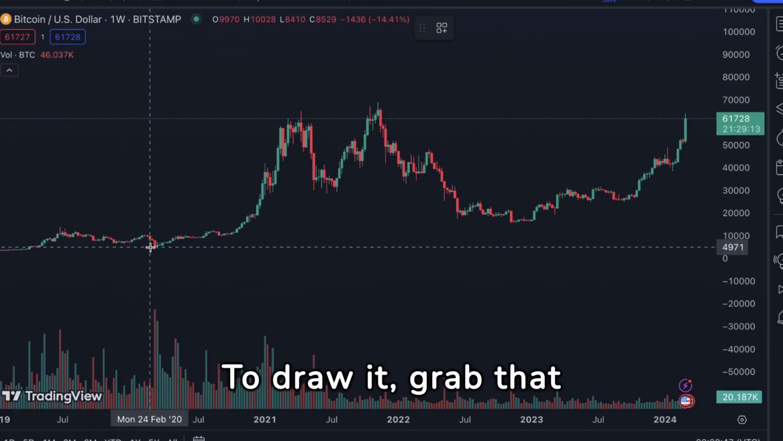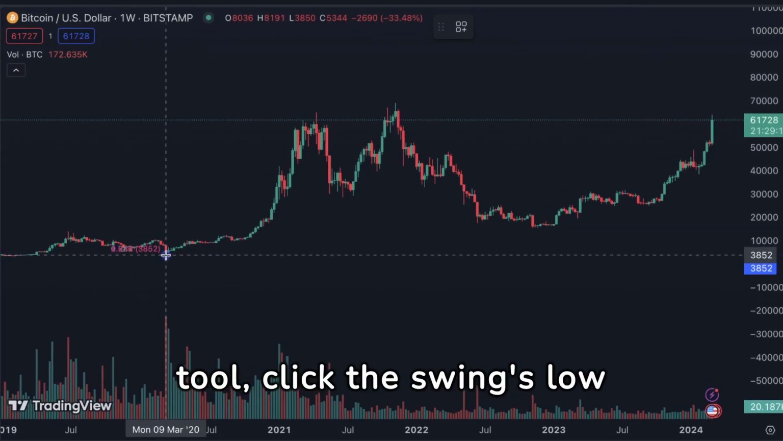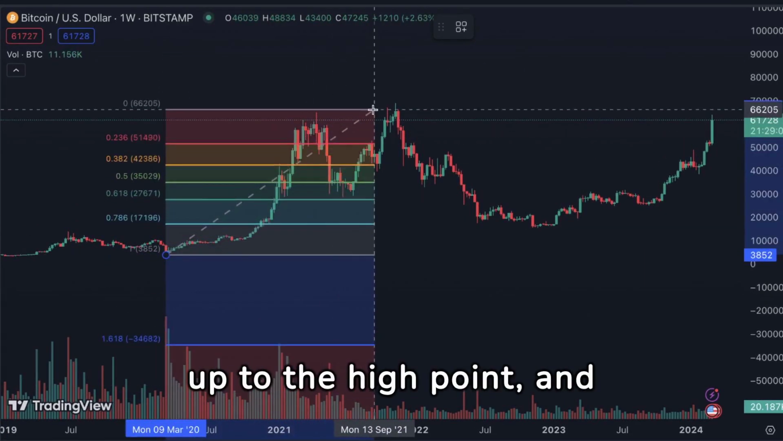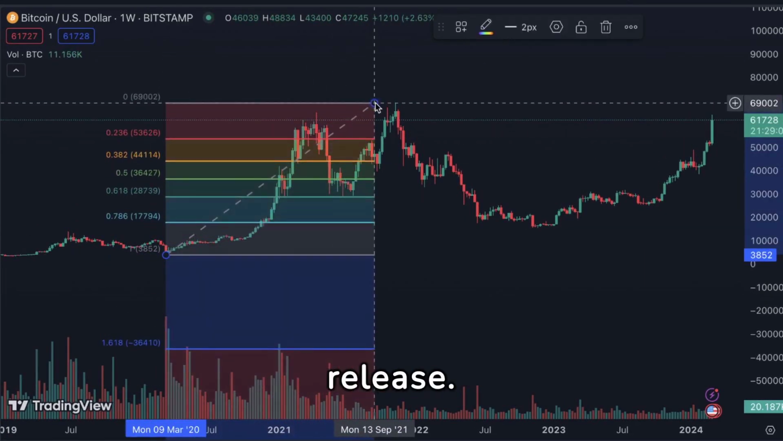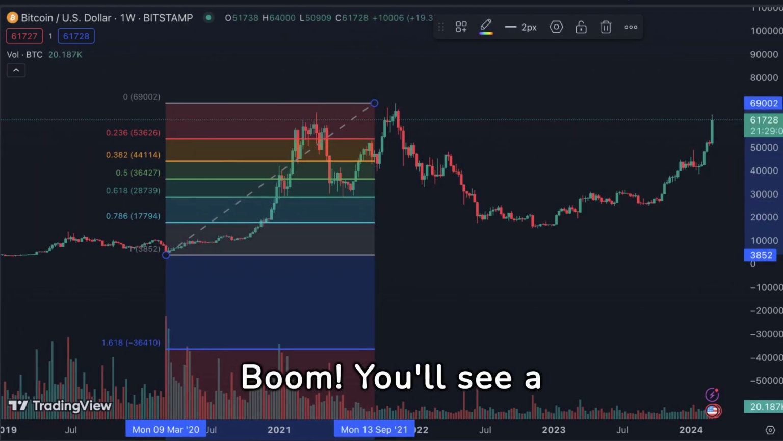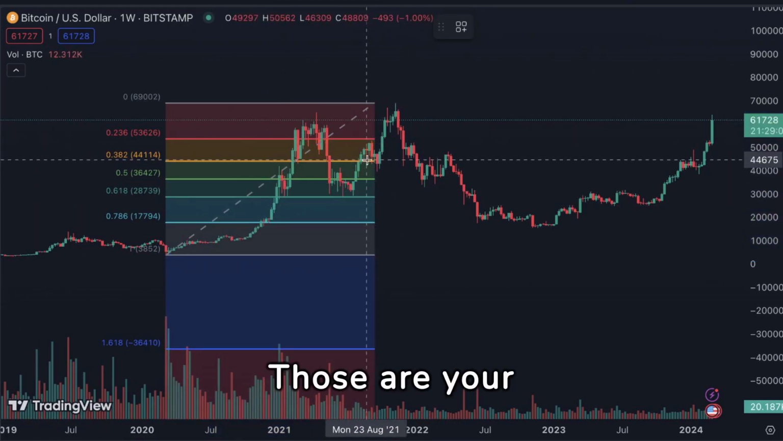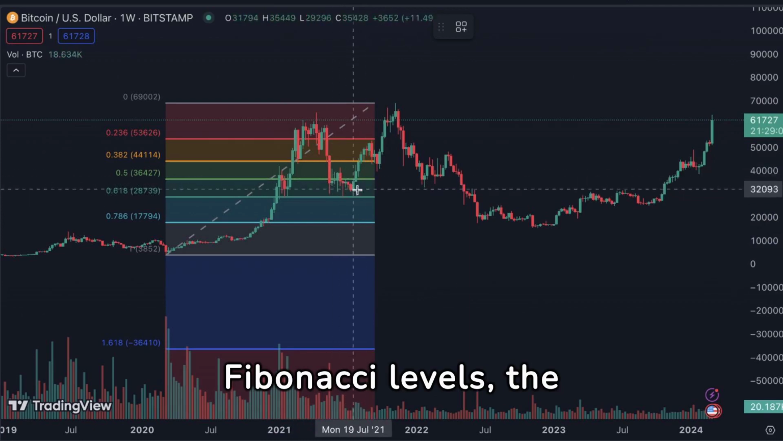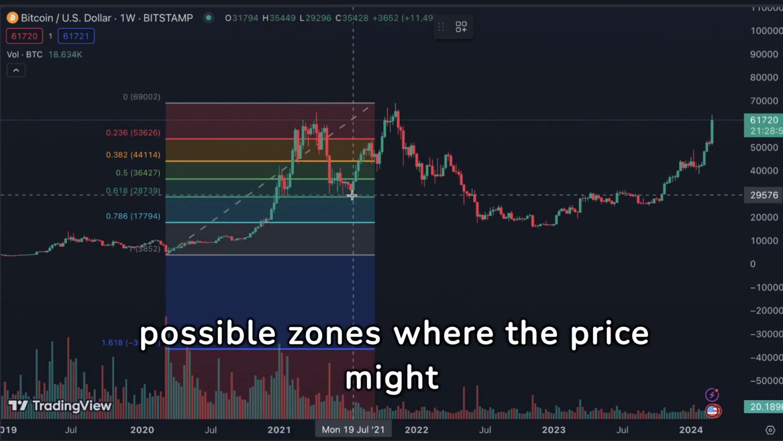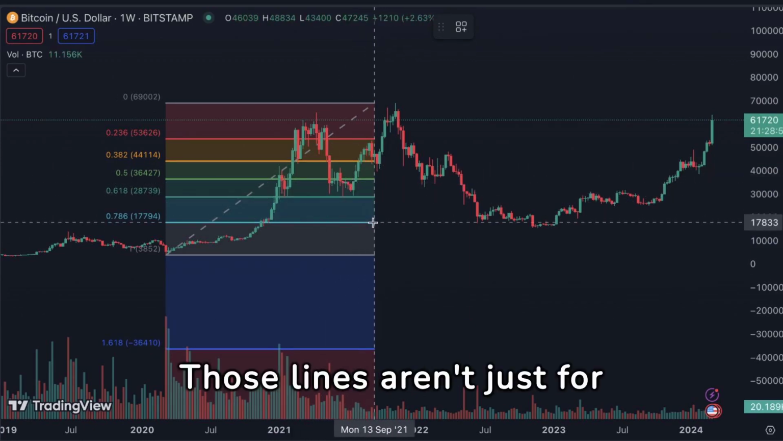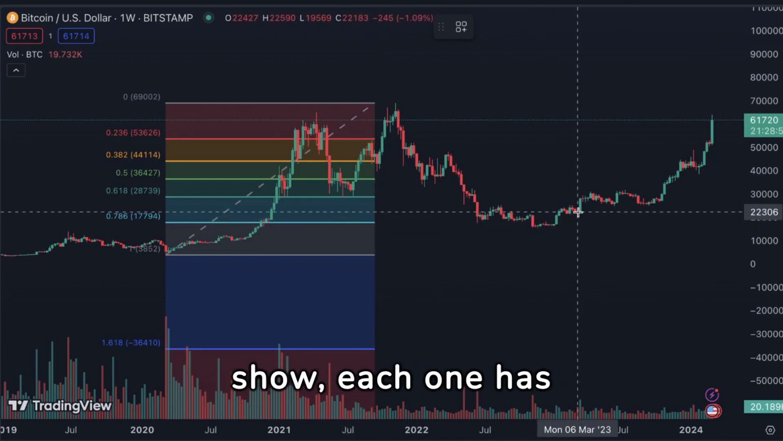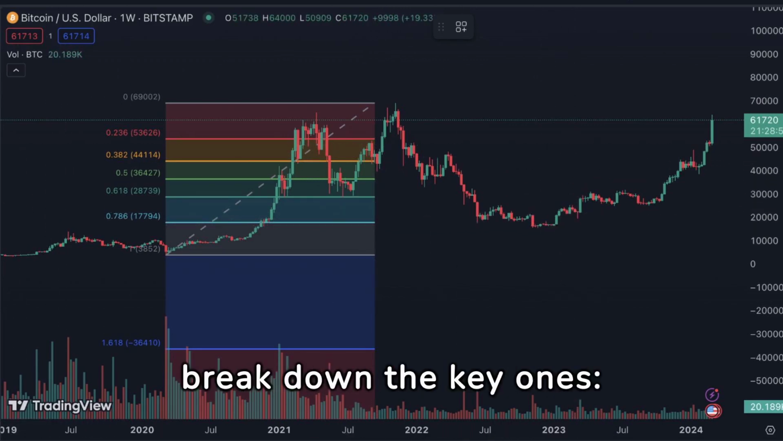To draw it, grab that tool, click the swing's low point, drag all the way up to the high point, and release. Boom. You'll see a bunch of lines pop up. Those are your Fibonacci levels, the possible zones where the price might react. Those lines aren't just for show, each one has significance. Let's break down the key ones.